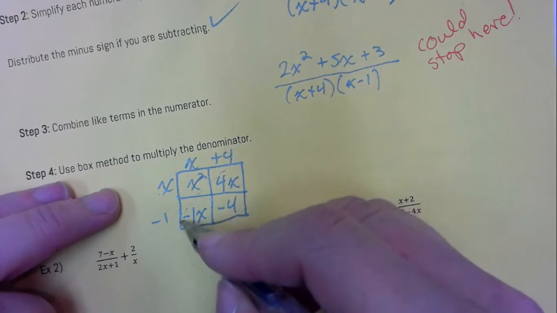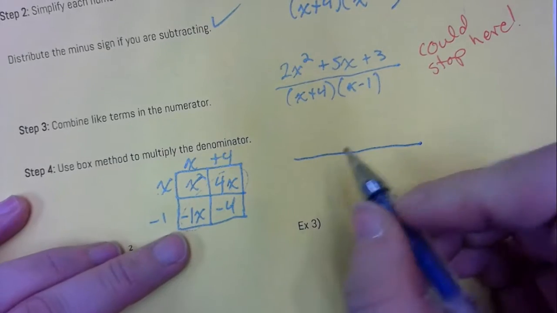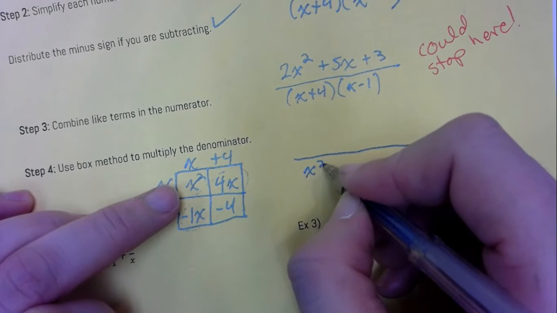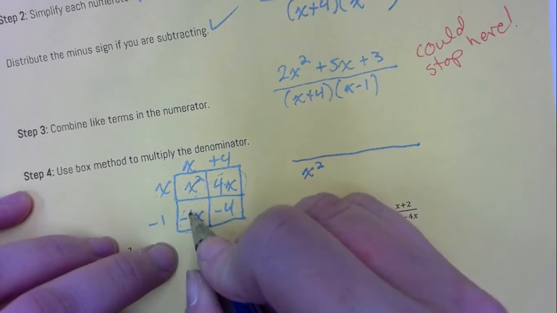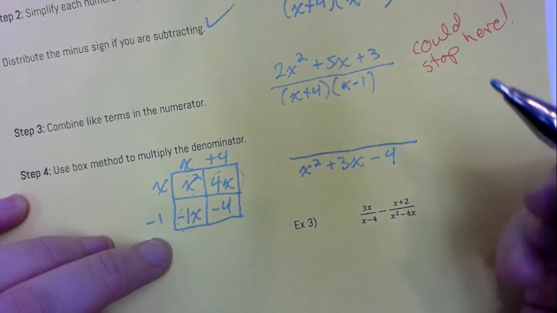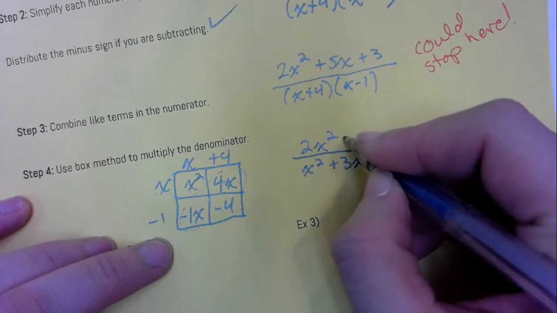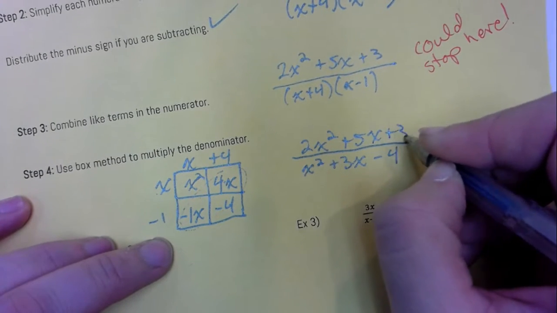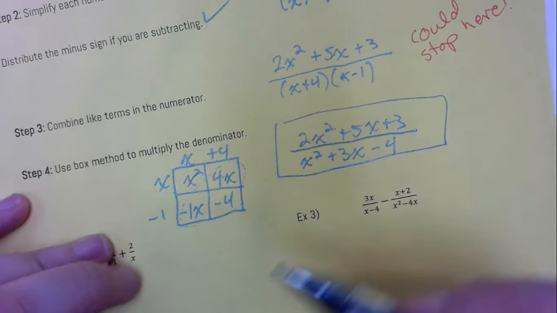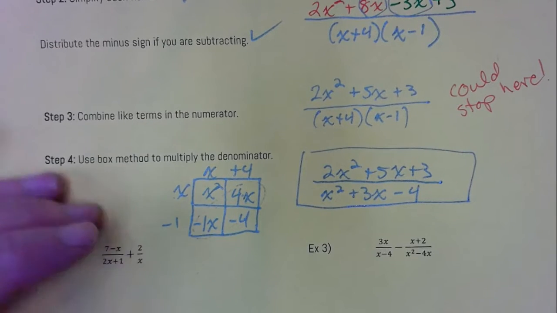Then remember, these are your like terms. So this is your denominator, so you've got x squared, 4x minus 1x is 3x, minus 4. And then your numerator, just rewrite it. And there's your answer. You've simplified your expression. Woohoo!